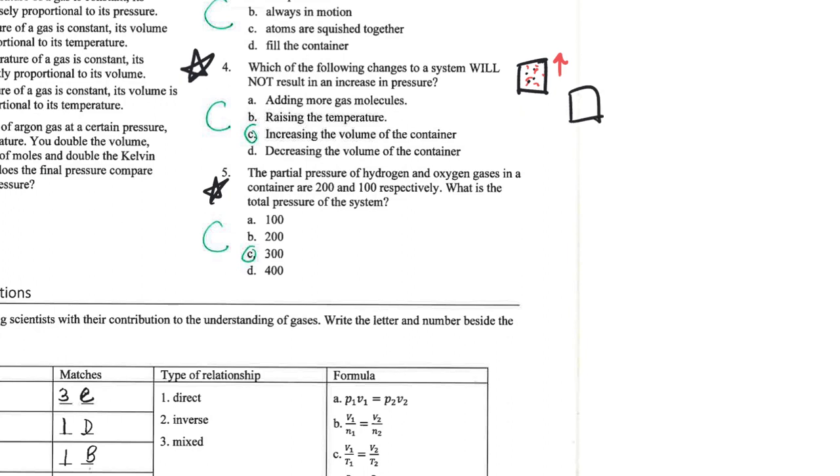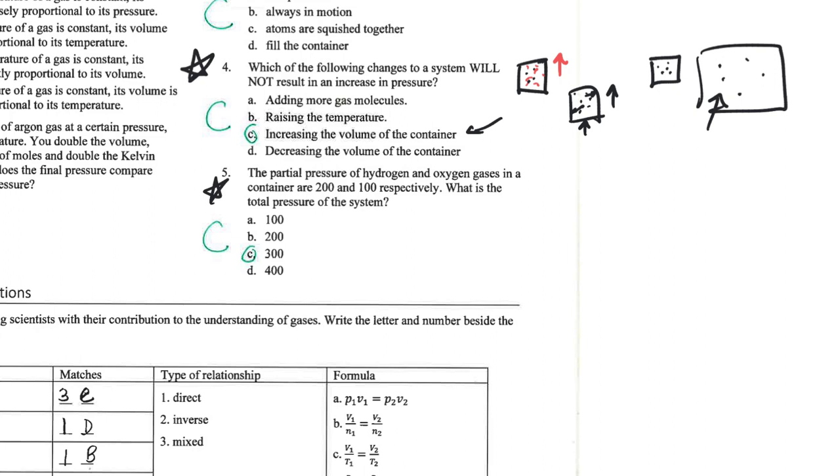Raising the temperature: if you raise the temperature, the molecules inside get going faster and faster, and they impact the side of the wall with more force, resulting in increased pressure. Increasing the volume: if I have, say, 5 molecules inside a container and I make the container bigger with the same 5 molecules, there'd be way less pressure. So it has to be that one.